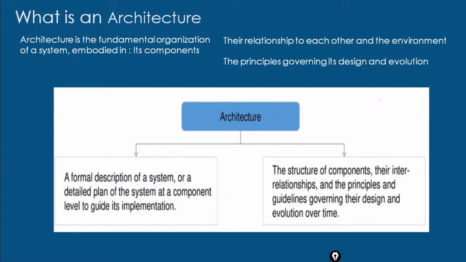A formal description of a system or a detailed plan of the system at a component level to guide its implementation. Or the structure of components, their interrelationships, and the principles and guidelines governing their design and evolution over time. Now, in the next screen we will see what enterprise architecture is.